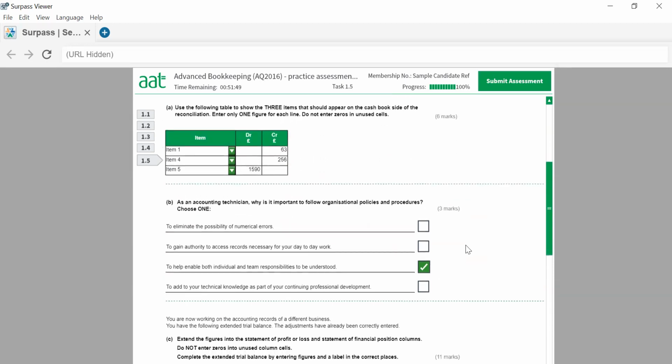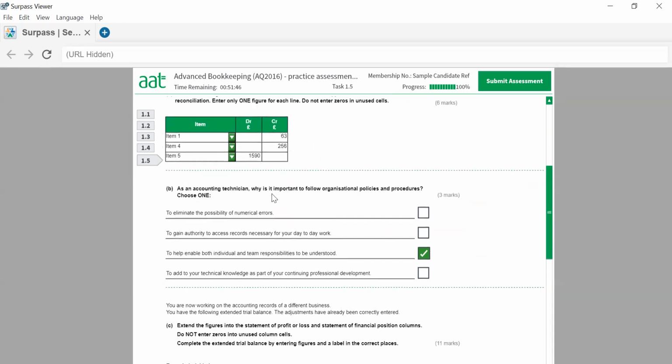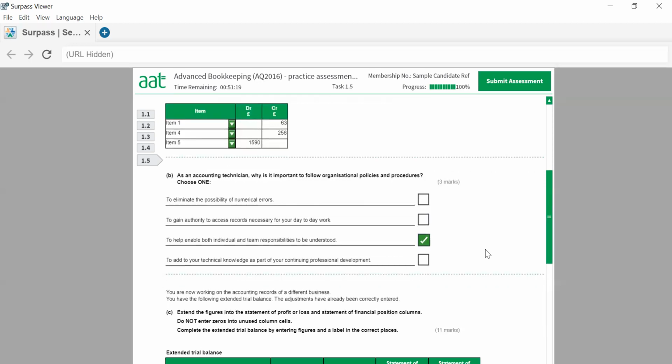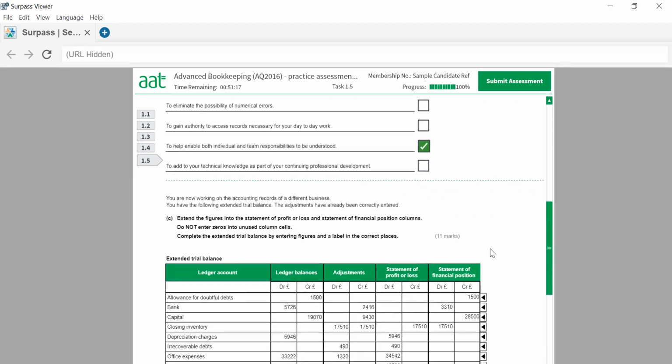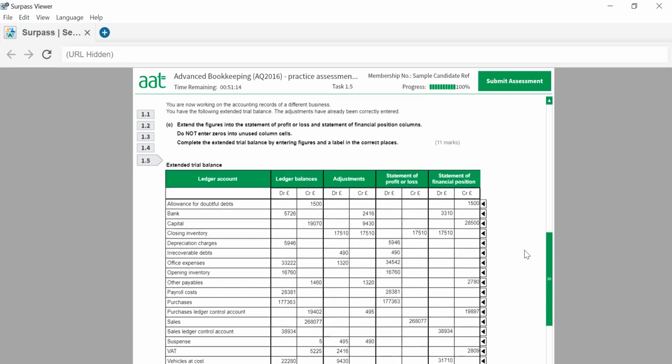Okay. And then it says, as an accounting technician, why is it important to follow organizational policies and procedures? Choose 1. I'm just going to say to enable both individual and team responsibilities to be understood. Organizational policies and procedures are obviously so that everybody knows what they're doing and does the correct thing.